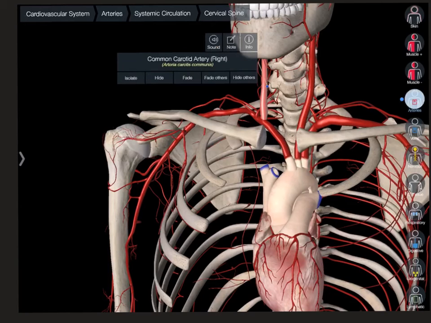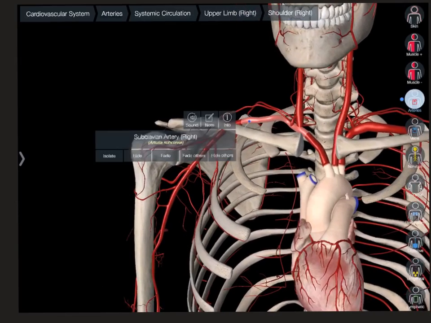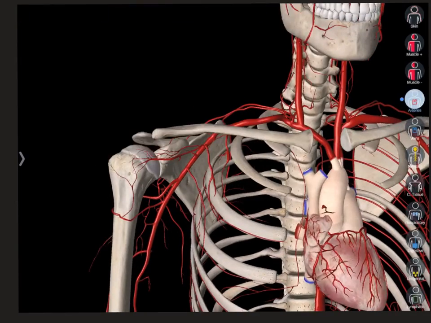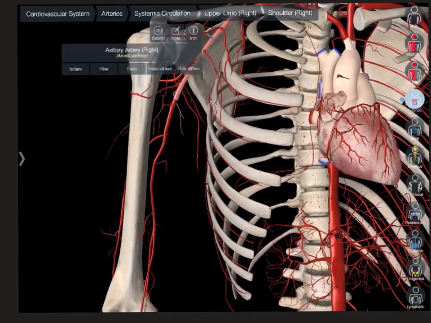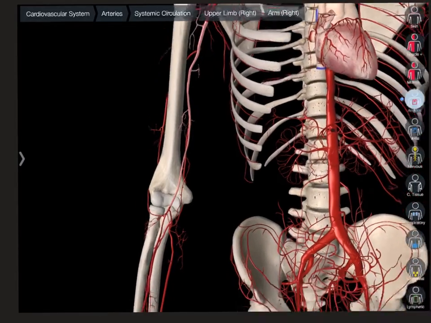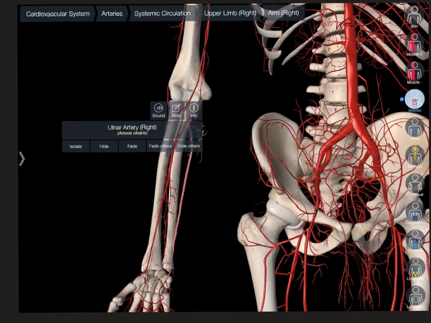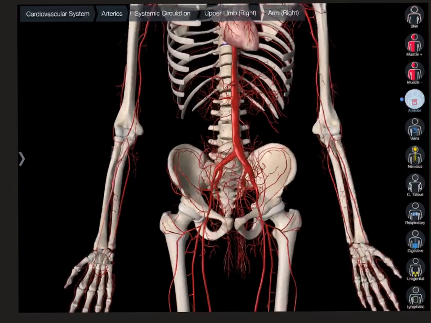Here's the common carotid artery, and then right under the clavicle bone, you have your subclavian artery on the right side. And then as it travels through the armpit area, you have your axillary artery. And then as it travels down your arm, you have your brachial artery. And then as we go to our lower arm, we have our ulnar artery and our radial artery.